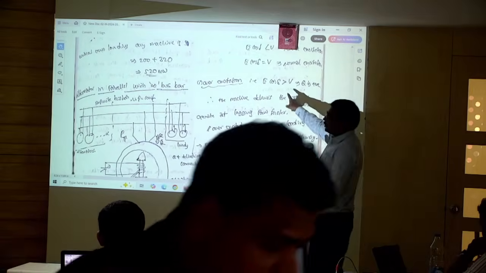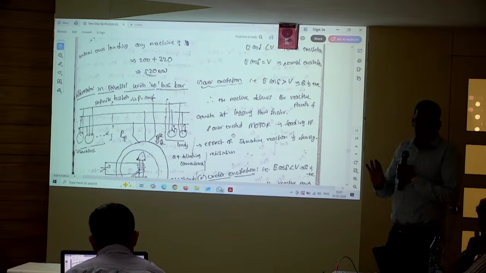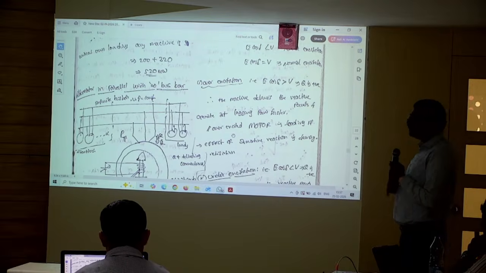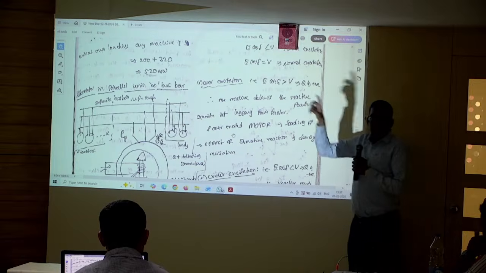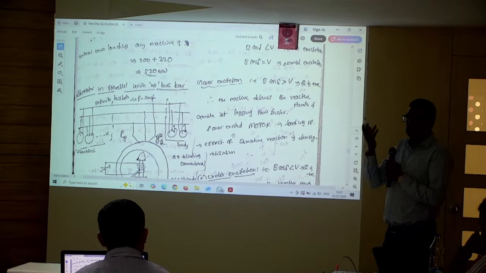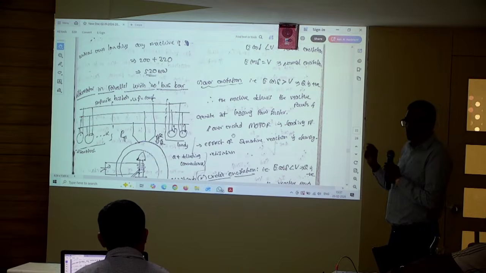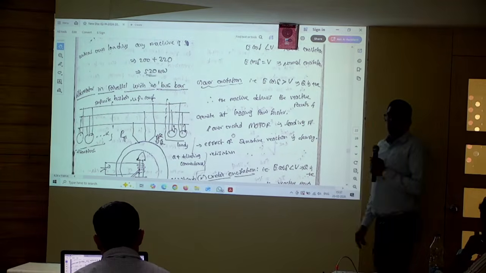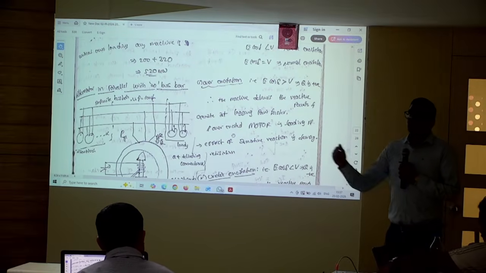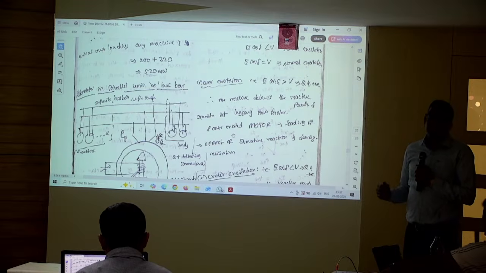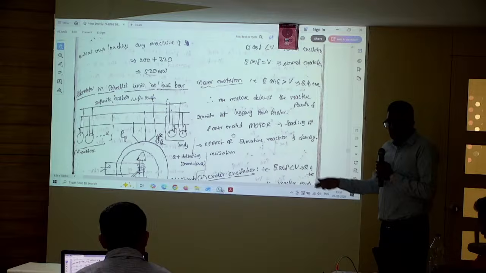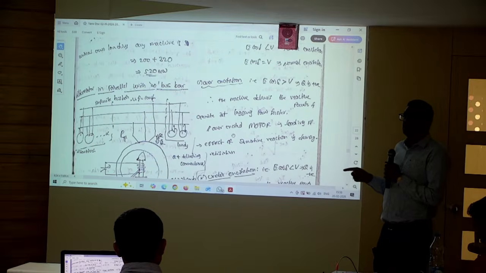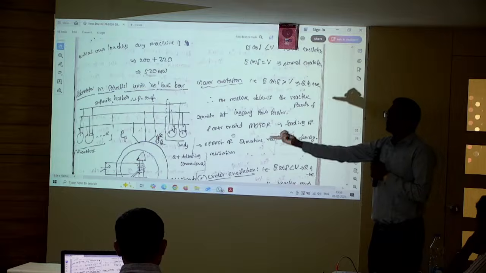First case, over excitation. If the incoming alternator is operating under over excitation mode, E cos delta is greater than V. Q is proportional to E cos delta minus V, so what is net Q? E minus V is a positive value. Positive means it is delivering reactive power to the infinite bus bar. When you increase the excitation, if E is increased, reactive power comes into the picture. That reactive power will be shared from the incoming alternator to the infinite bus bar.